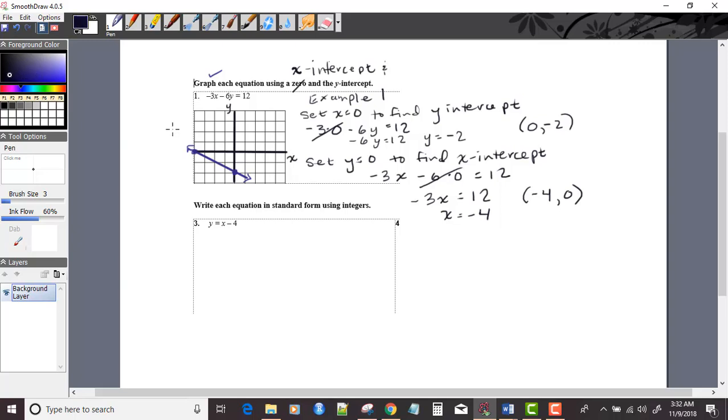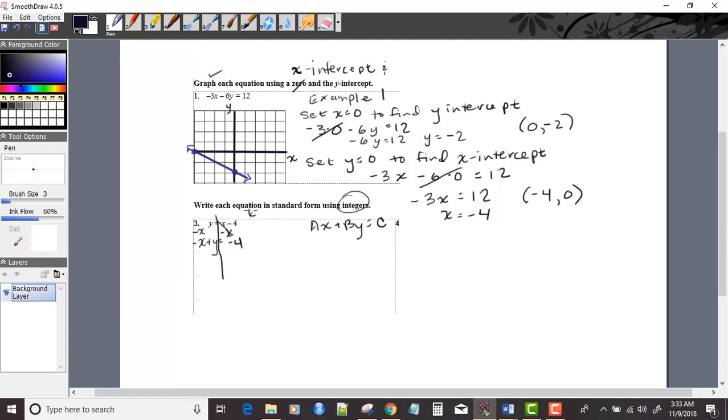For the problems where you're asked to write the equation in standard form using integers, this is the form ax plus by equals c, and all they're saying is a, b, and c need to be integers, so those are not fractions. So I need to have x and y on the same side. Right now I have x on one side, y on the other. So I'm going to subtract x from both sides. So I'll have a negative x plus a positive y equals a negative 4.